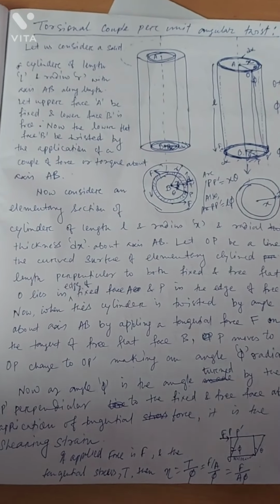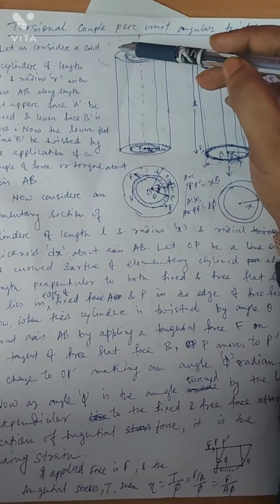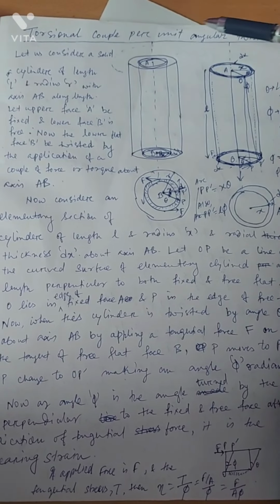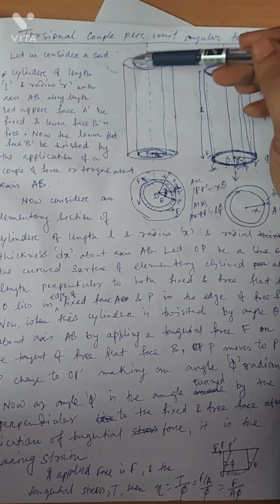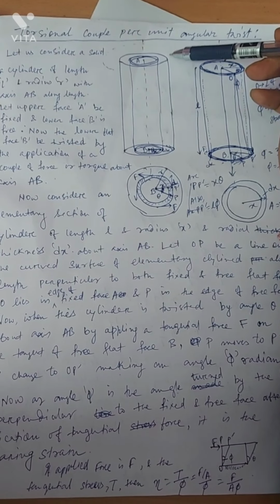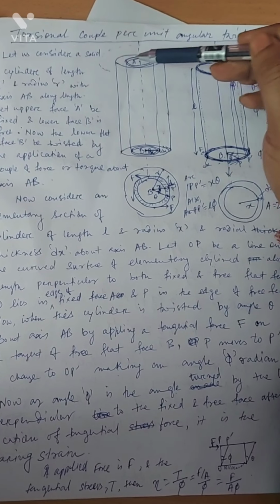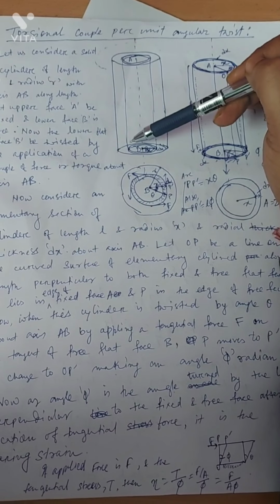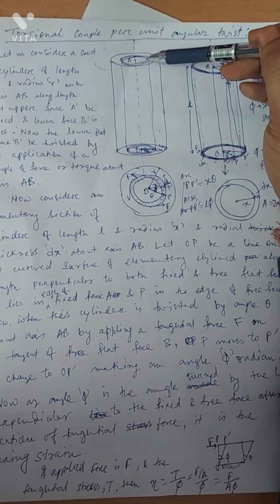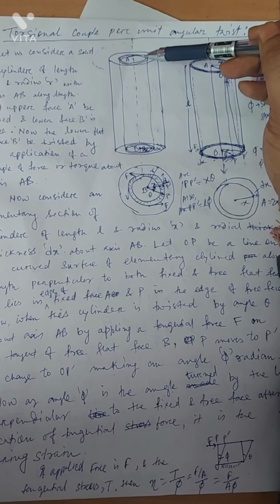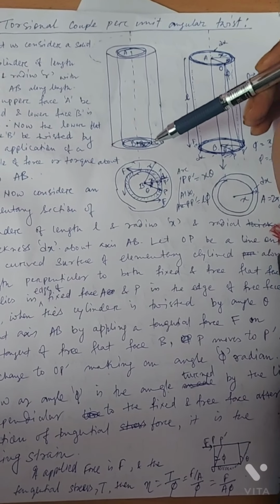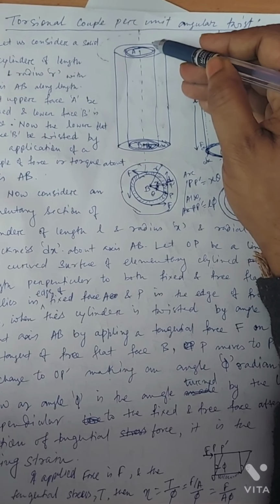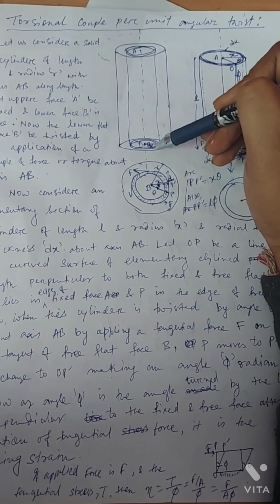Now just a quick revision. For torsional couple per unit angular twist, we need to apply a torsional couple to produce an angular twist. Let us consider a solid cylinder of length L and radius R. After that we took an elementary cylinder of radius x and thickness dx of equal length L. Now this face is fixed, and this one is free to twist or move.